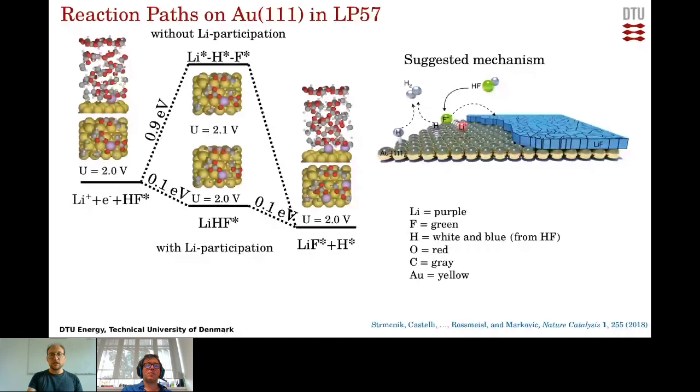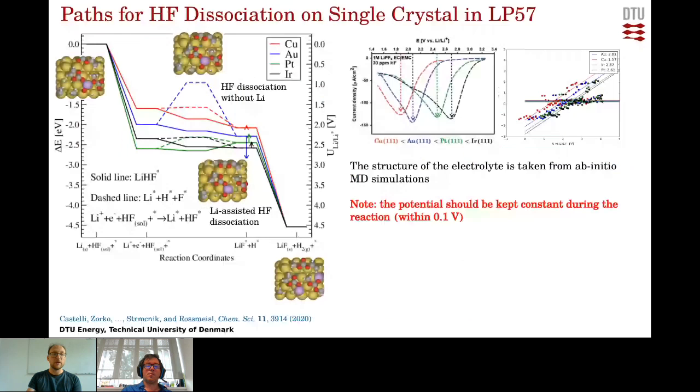When we do this for the four different metals that we study, we can see that this is the case for all of them. So the only way to split HF is with the presence of lithium. The lithium in this case works as a catalyst for the reaction.